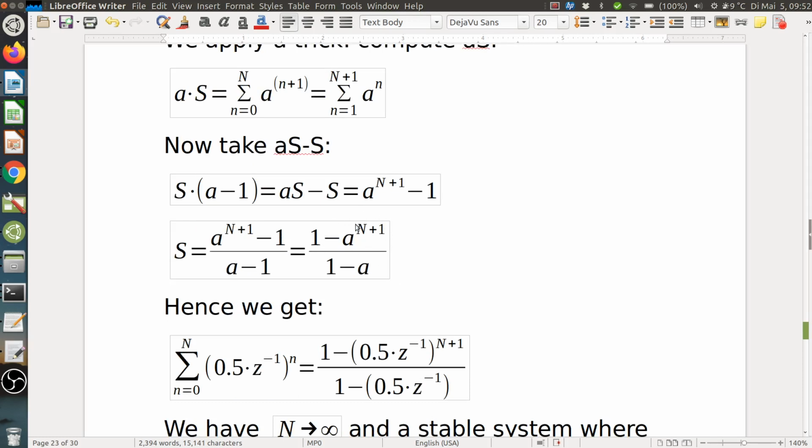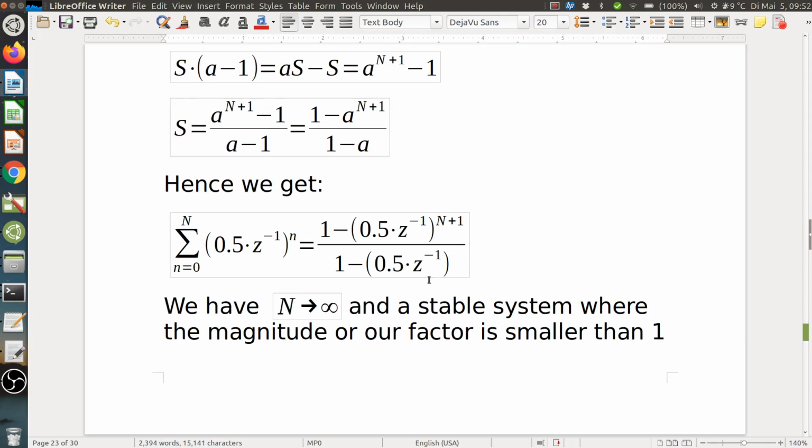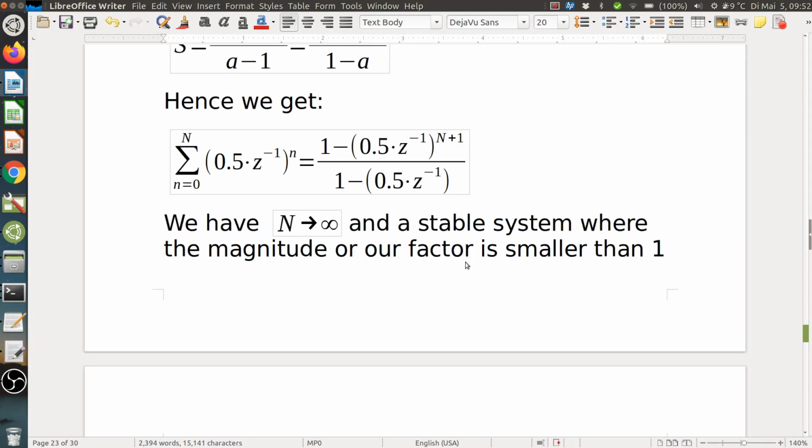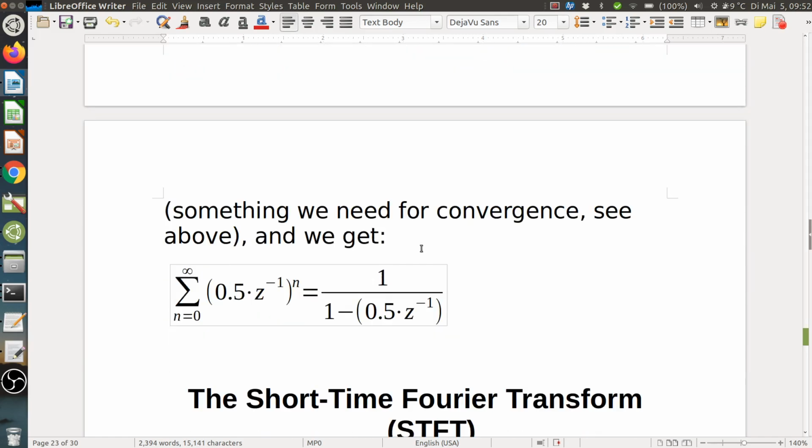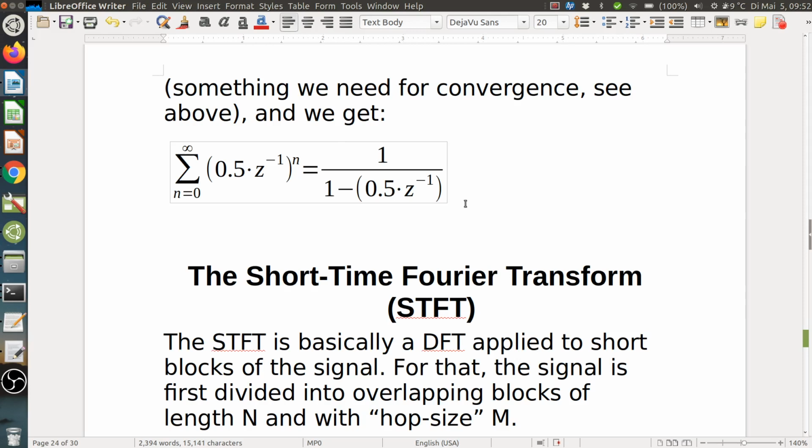This disappears if capital N is really large and a is smaller than 1, and all we are left with is 1 divided by 1 minus a. So this is what we got. Capital N goes to infinity. When we have a stable system, then it disappears. So here you have it, and you can see this factor appears here in the Z transform as the pole location. That's why we can immediately conclude from the pole location to this factor of this exponential decaying function.